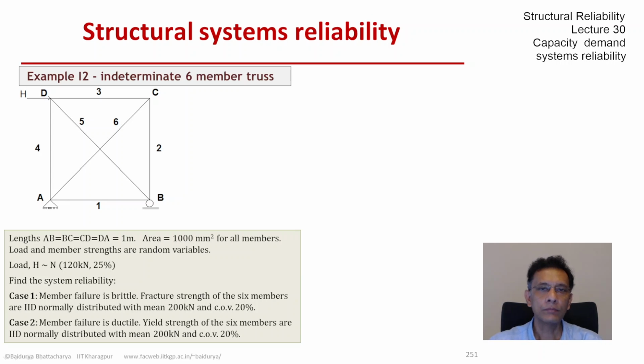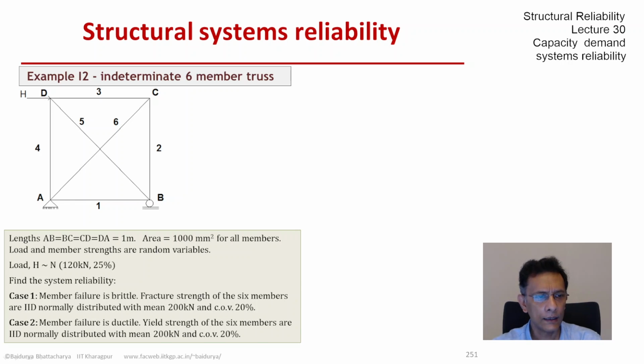We have looked at this problem earlier in a different context, where we looked at cut sets. This system has 15 different cut sets, each of which has 2 members. It has 15 different minimal cut sets, and each of those minimal cut sets has 2 members.